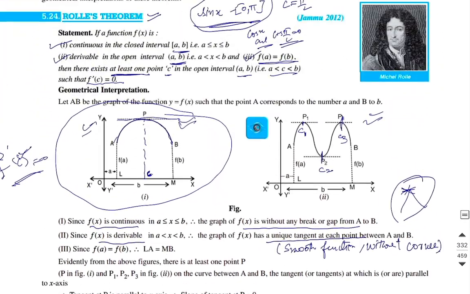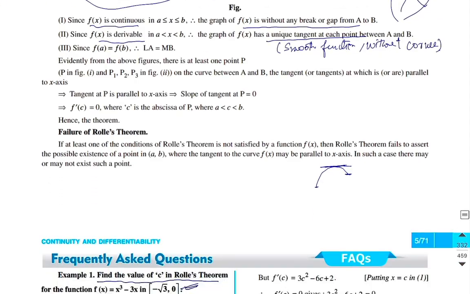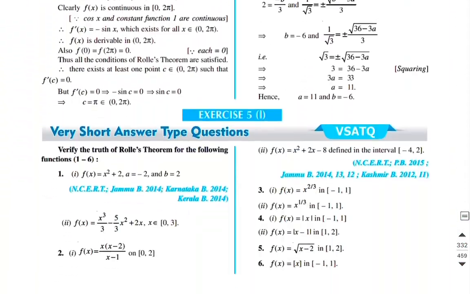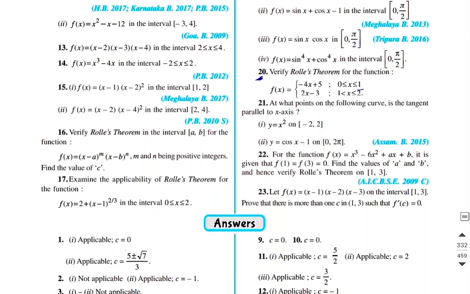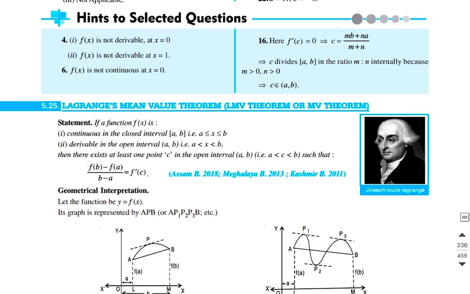Now in the Lagrange mean value theorem, we will drop this third condition that the function value should be the same. Okay, but then of course we will have a different conclusion. So let me tell you once again what the Lagrange mean value theorem is. You drop the third point. So the function is continuous on the closed interval and it is differentiable on the open interval (a, b).